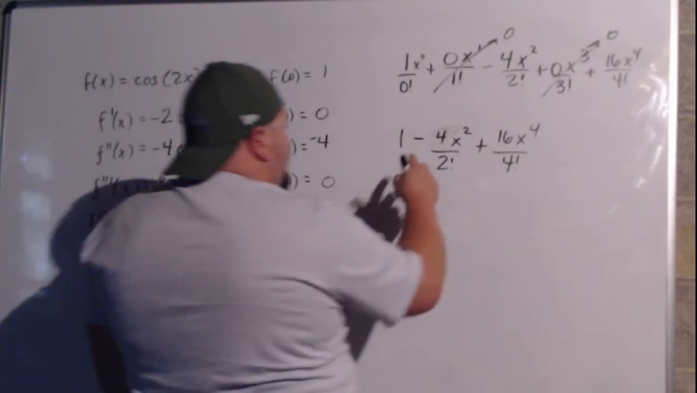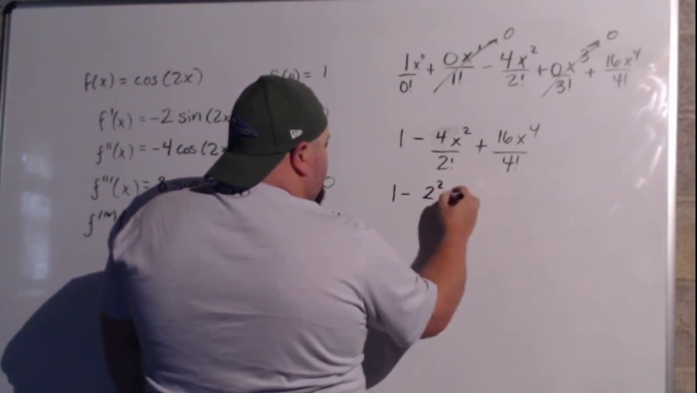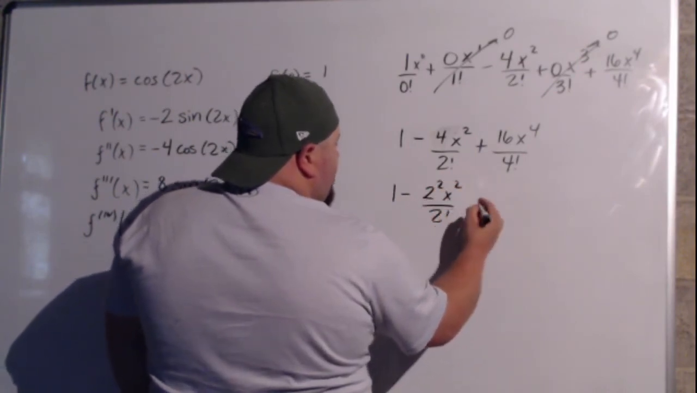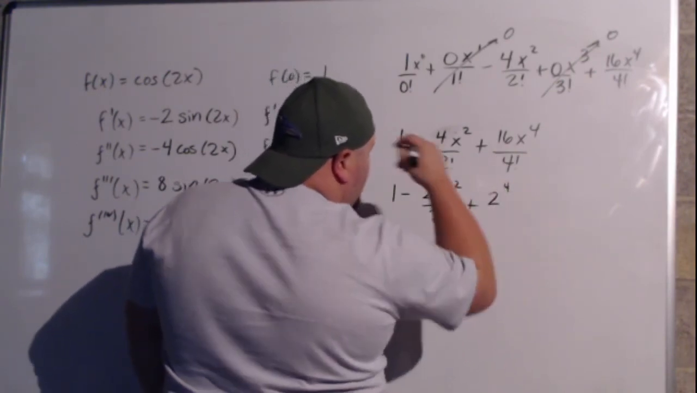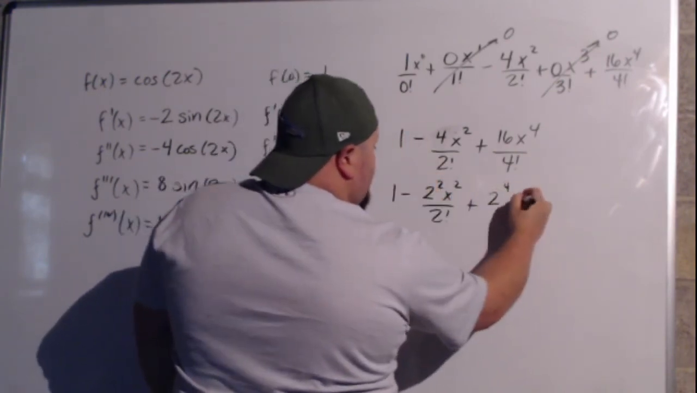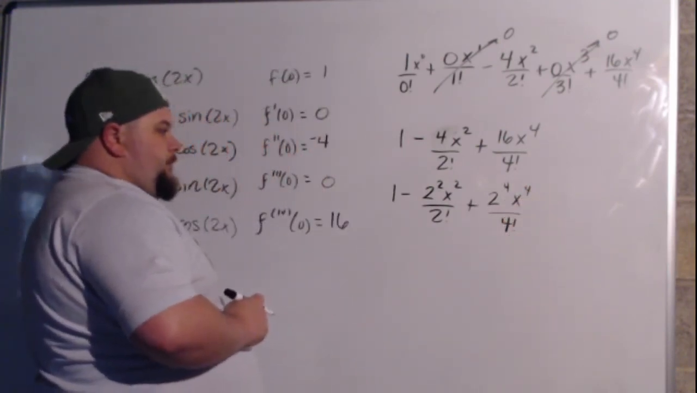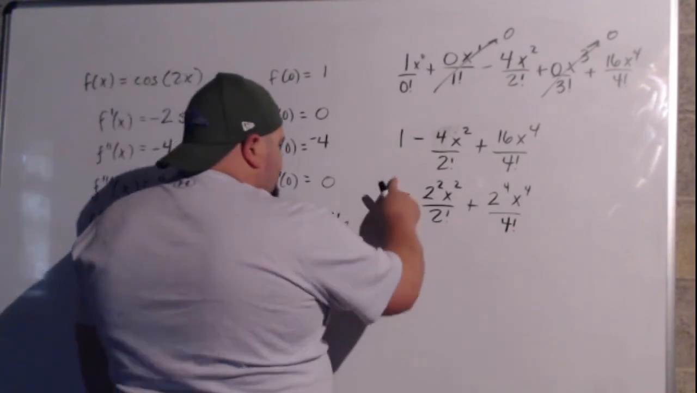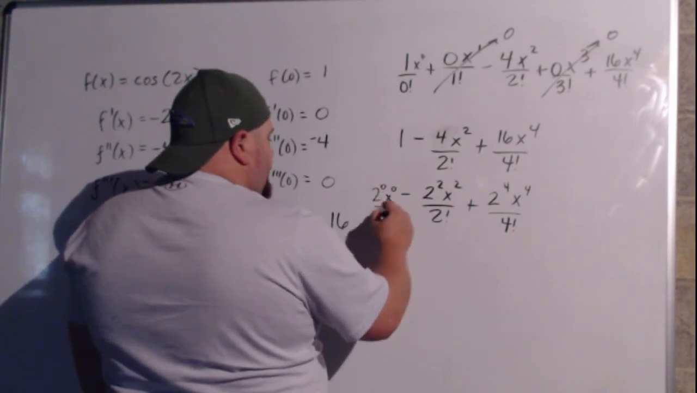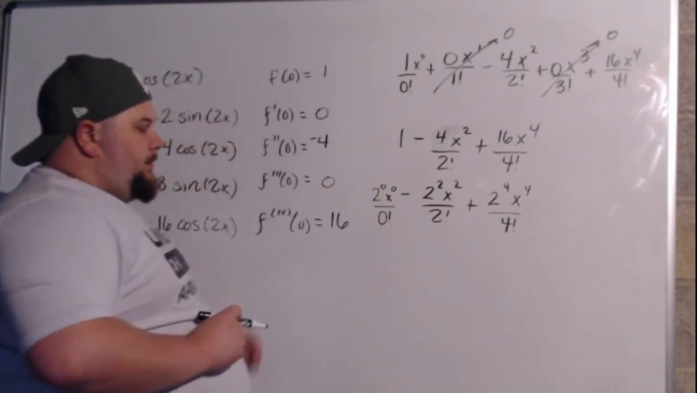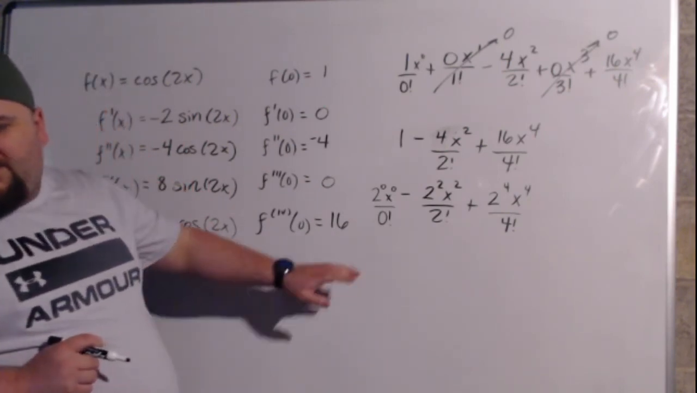Okay, so 4 is 2 squared, and 16 is 2 to the 4th. And we could write 1 as technically 2 to the 0, x to the 0 over 0 factorial if you wanted. So that's where we get the pattern from.